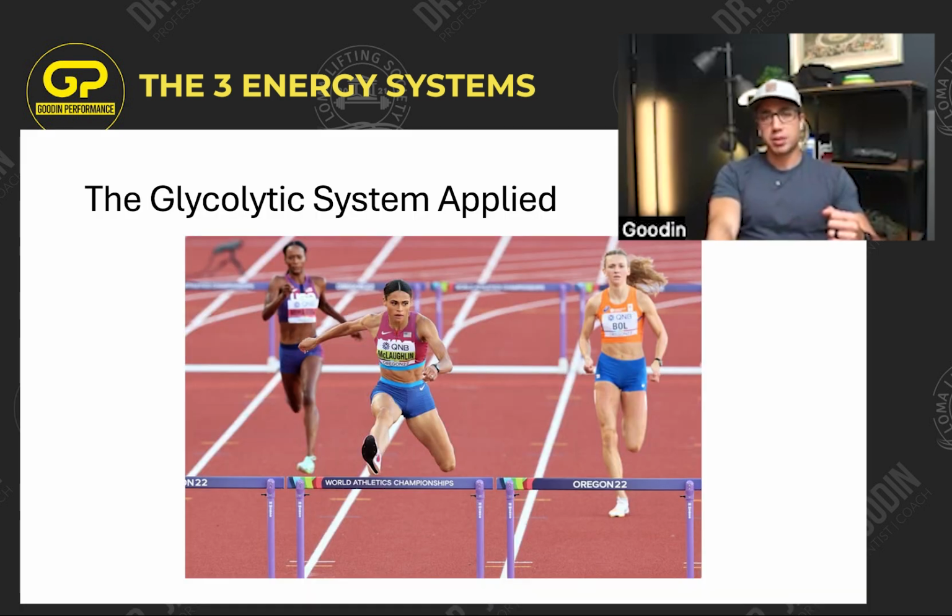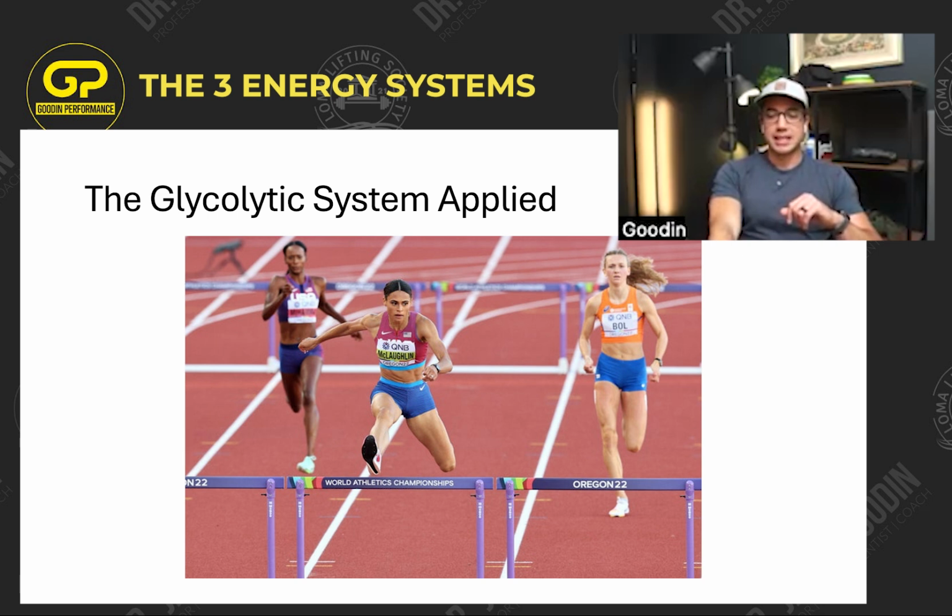Okay, so when we're talking about the glycolytic system, this is a picture of Sydney McLaughlin-Levrone. I think that's her new hyphenated last name, world record holder in the 400-meter hurdles. And she insanely runs it in about 50 seconds flat, which is pretty crazy. All right. And here she is beating Femke Bol, another very, very good 400-meter and 400-meter hurdle runner from, where is she from? Poland, I think. I should know that. I think from Poland. I think that's their colors.